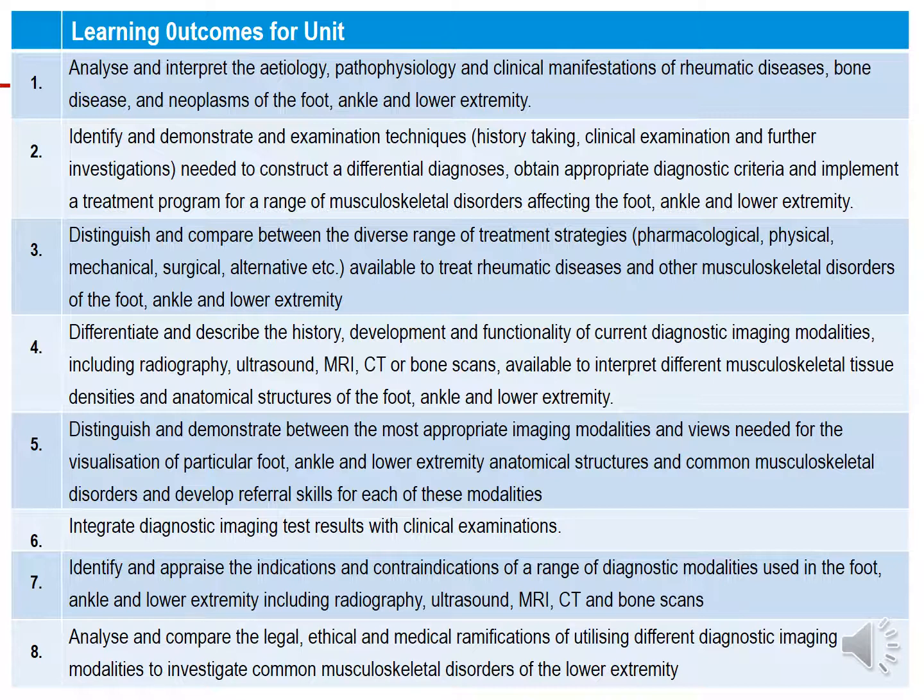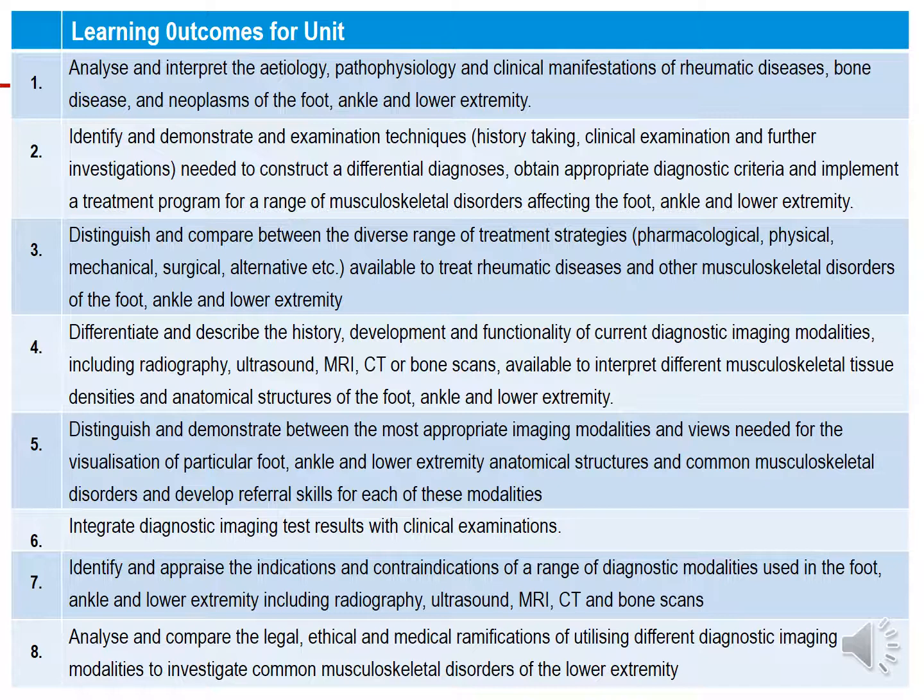Now to enable this, you need learning outcome 2. So you need to be able to identify and demonstrate examination techniques such as history taking, clinical examination and further investigations. Needed to construct a differential diagnosis. So often you'll need to have an understanding there may be a few conditions it could be, and then you need to go through obtaining appropriate diagnostic criteria and implement a treatment program for a range of these musculoskeletal disorders affecting the foot, ankle and lower extremity.